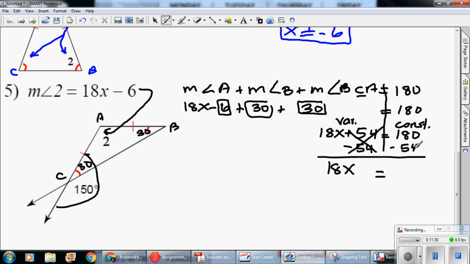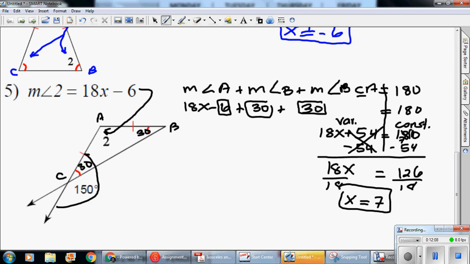Now, 0 minus 4, you can't do it, you need to borrow. So he becomes a 7. Now he becomes a 10. 10 minus 4 is 6. 7 minus 5 is 2. 126. Okay? Now get the x by itself, divide by 18. Divide by 18. So you get x is equal to, okay, the answer will be 7. And that's it, you got it.